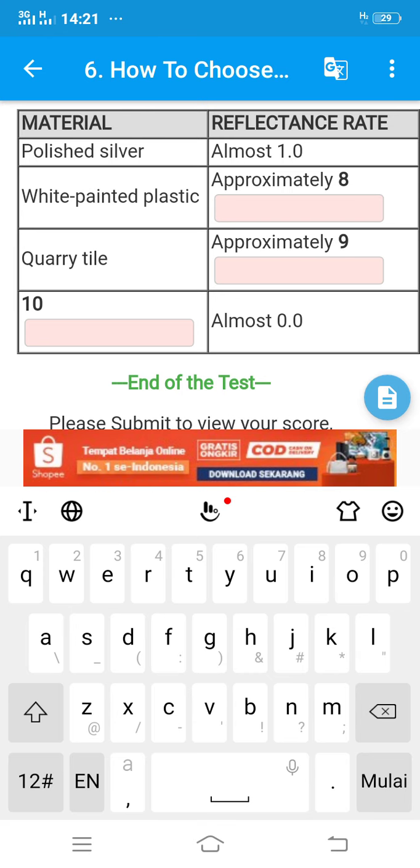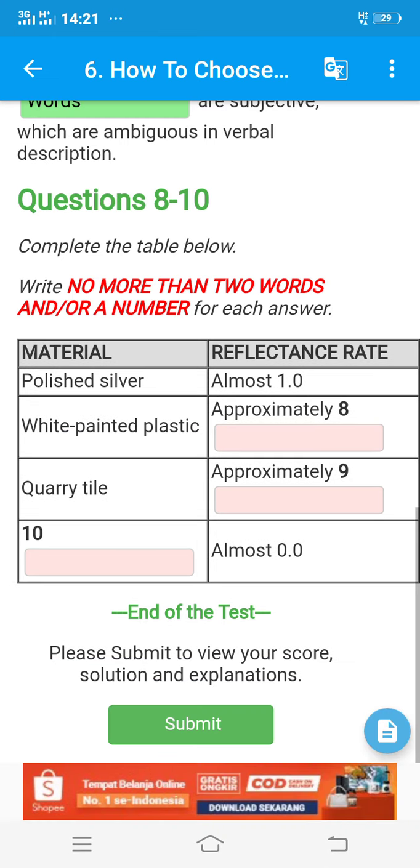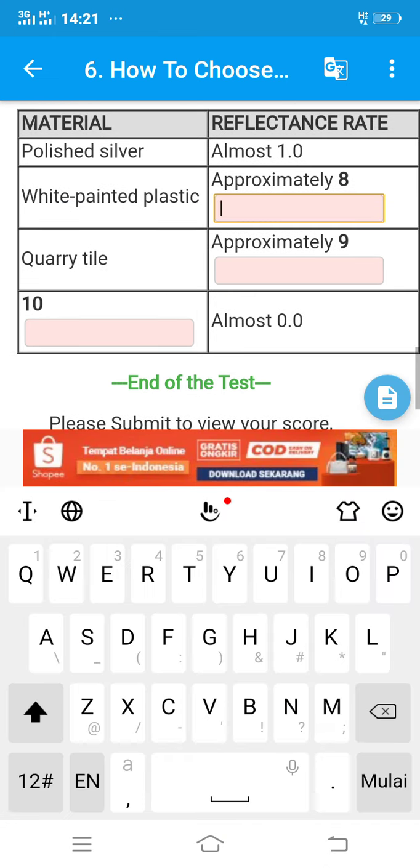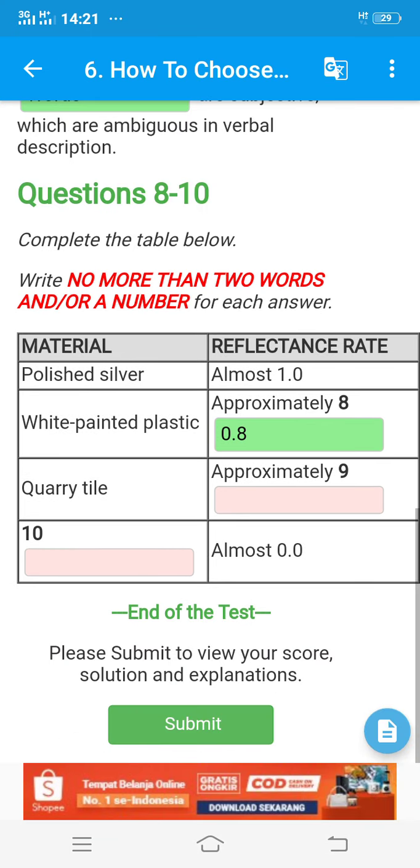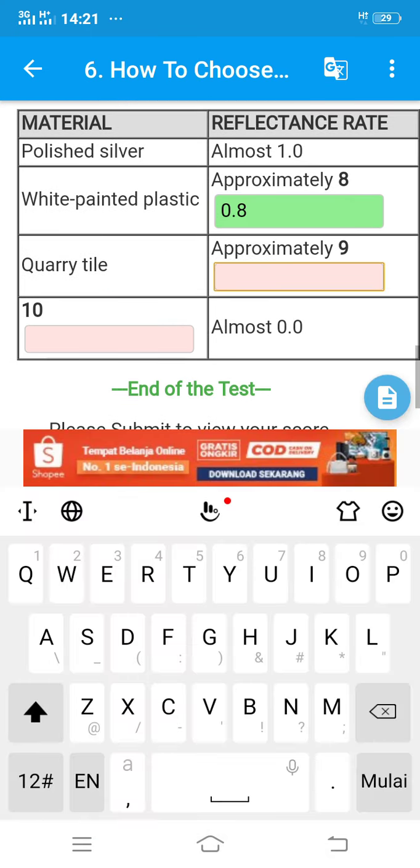Numbers closer to 0 describe materials that absorb more light. Moving down the scale a bit, we see that plastic that has been painted white has a rate of 0.8, which makes sense. We know that the colour white reflects all other colour, while black absorbs all colour, and plastic itself is a relatively reflective material. Materials that are denser and darker have reflectance rates much closer to 0.